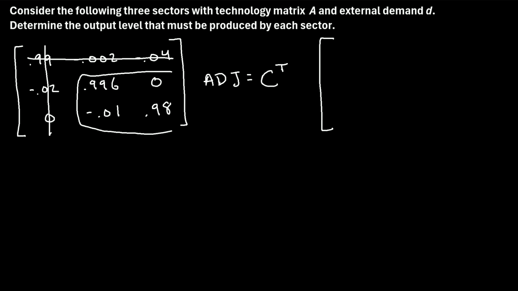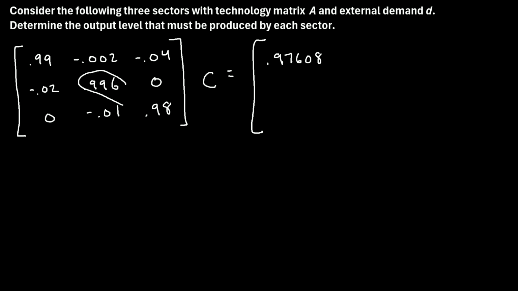So if we consider this as a 2 by 2 matrix, the determinant would be these two values multiplied together minus these two values multiplied together. So let's go ahead and write that down for the first element. If we take 0.996 multiplied by 0.98 and we subtract 0 times negative 0.01, we end up with 0.97608. So that's our first element in the cofactor matrix.